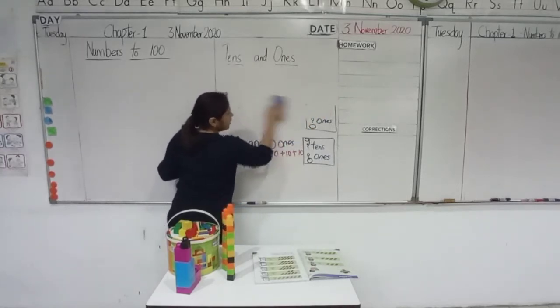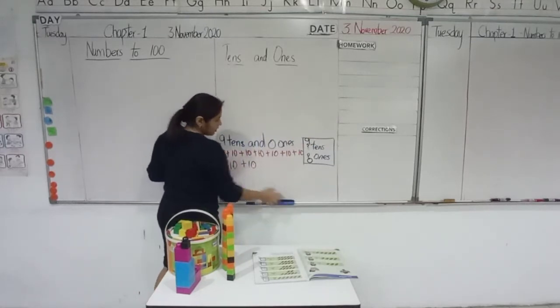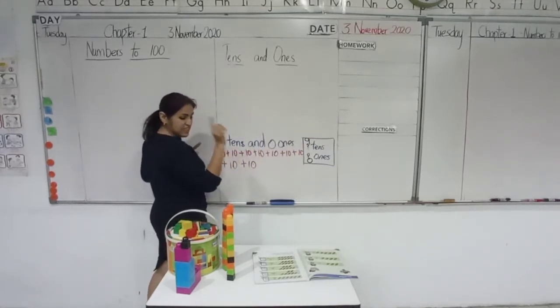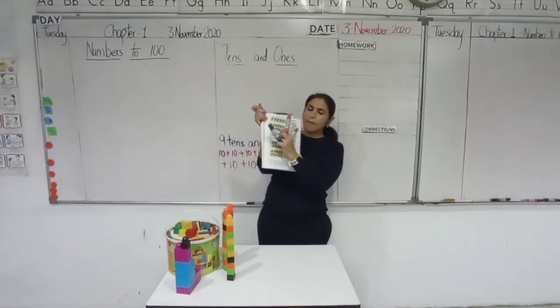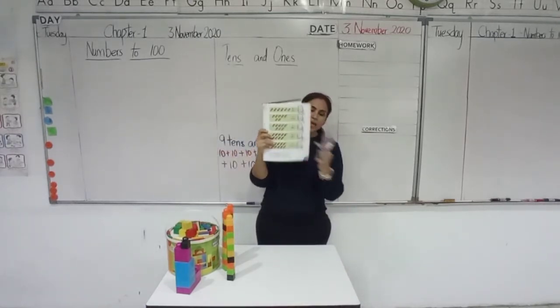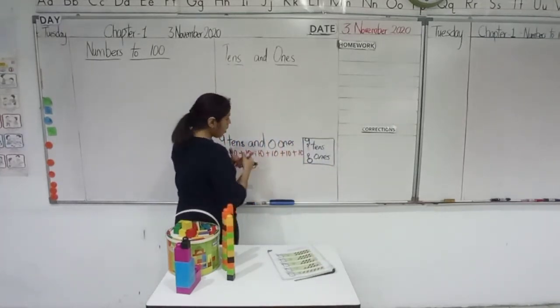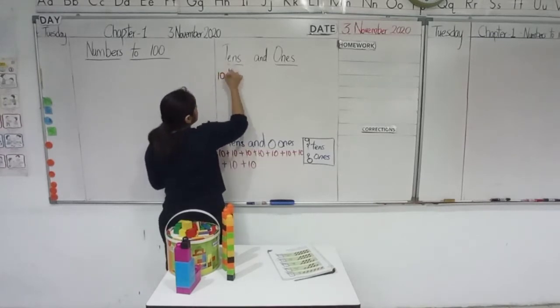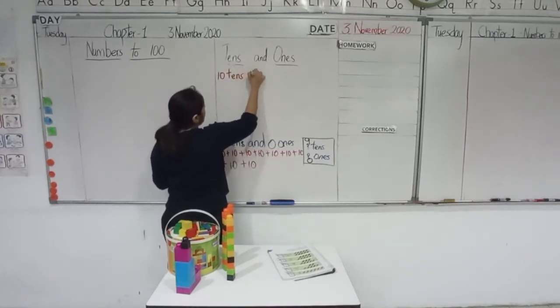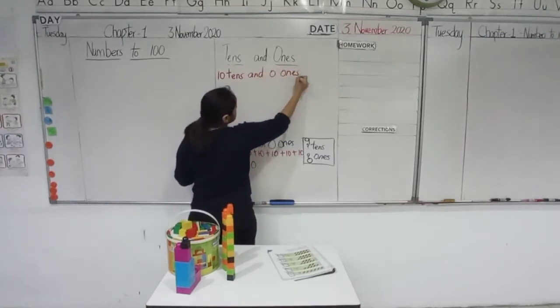Not enough space, okay? Have you written? You have to write number 10 on each bundle, above the bundle. Just write number 10. Okay? And then, for the last box, it says, say with me, 10 tens and 0 ones.